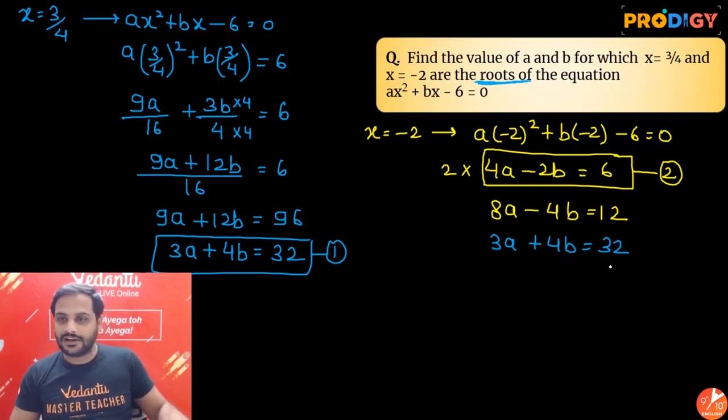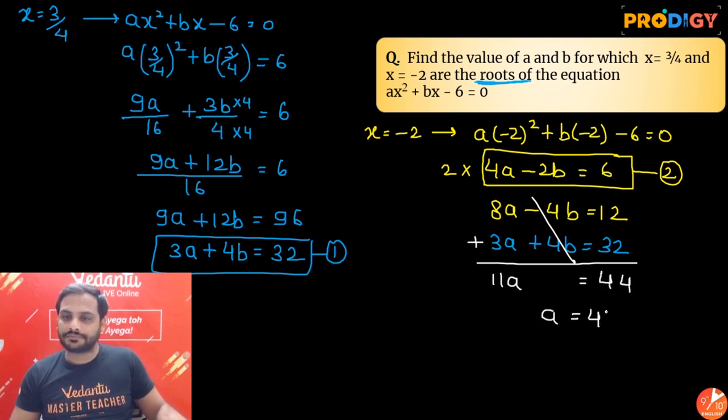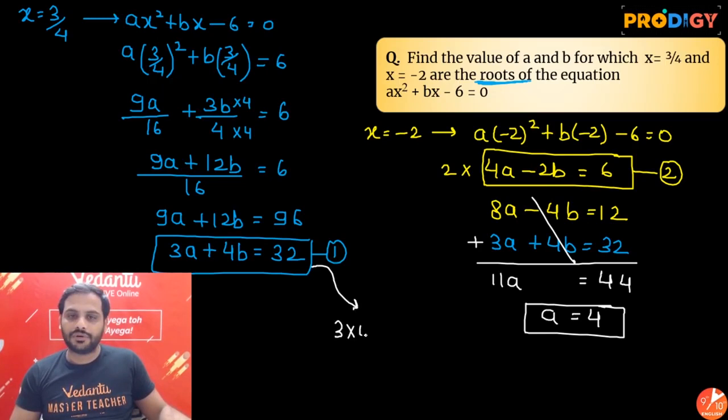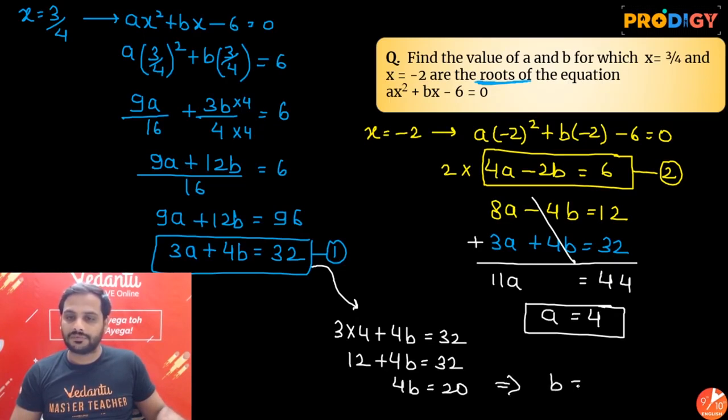Alright, so let's solve this. I will add both. b got cancelled. 8 plus 3, 11a is equal to 44. We can say a is equal to 4. Put a equal to 4 in any of the equations. Suppose this one. So 3 into 4 plus 4b is equal to 32. So 12 plus 4b is equal to 32. Shift 12 over there. 4b is equal to 20. That means b is equal to 5.